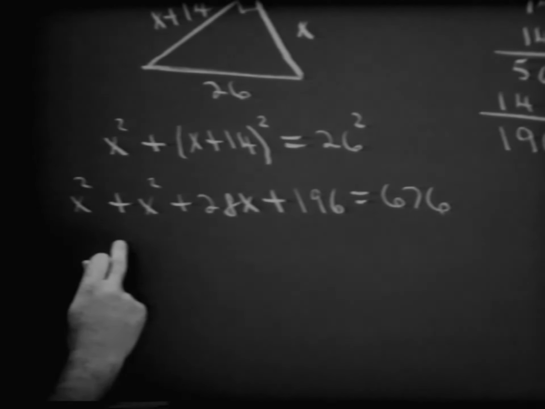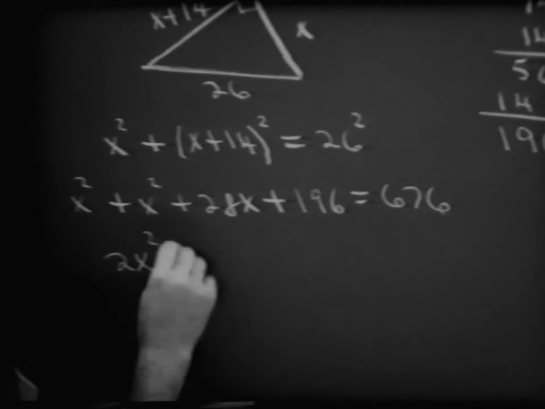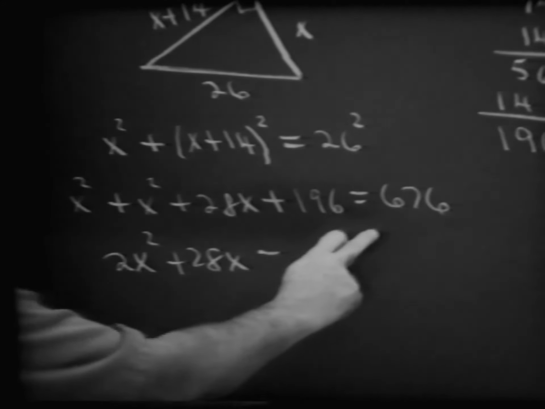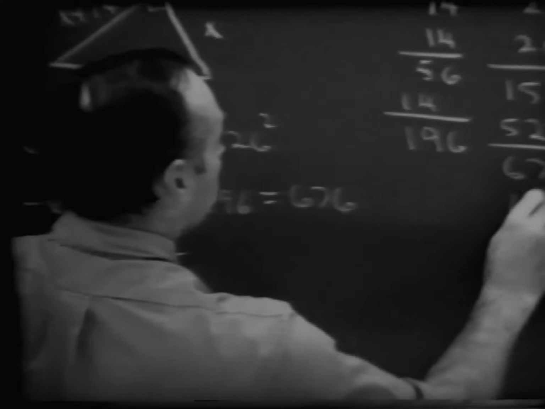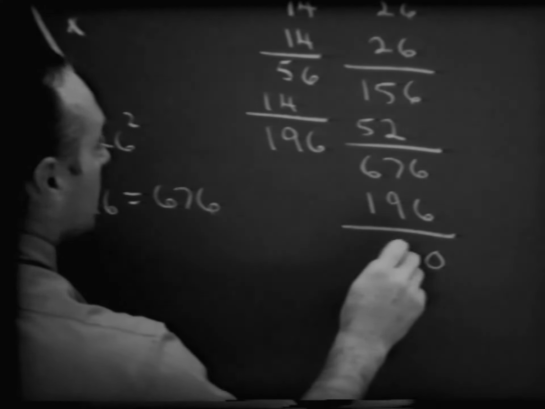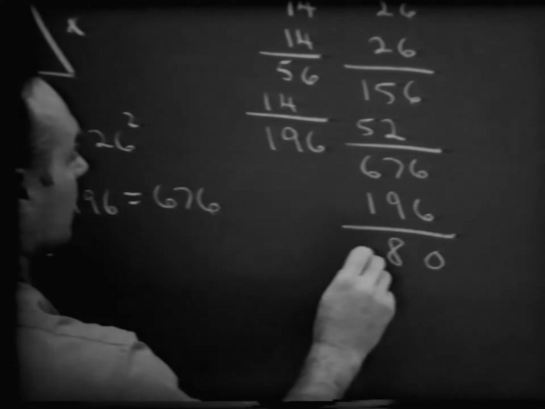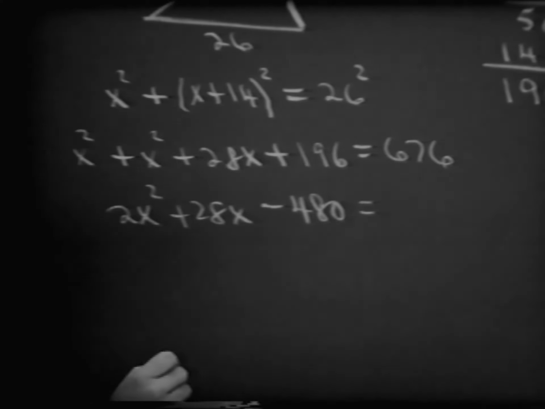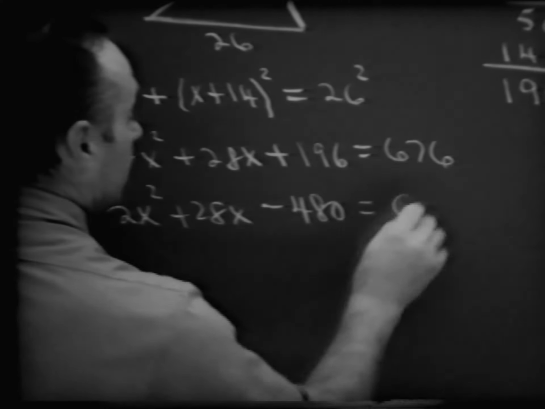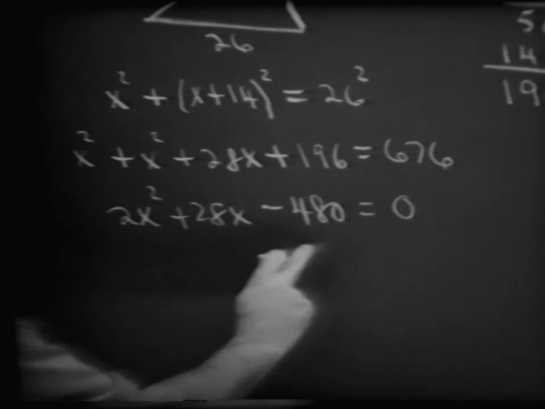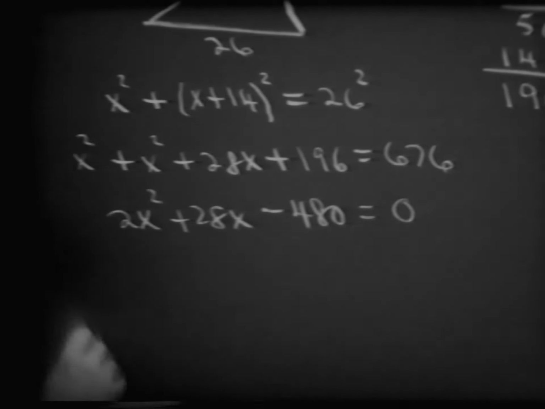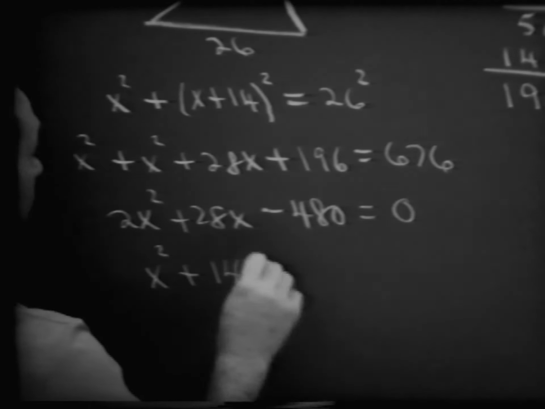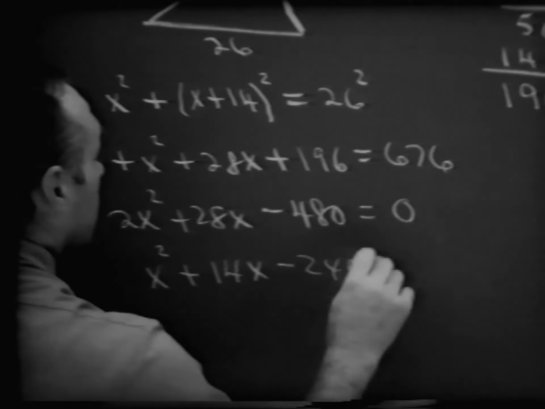Now let's simplify this equation. We have here 2x squared plus 28x, and now let's subtract 196 from 676. If we were to subtract 196 here, what then do we have? 480. Now let's subtract that number 480 from both sides, and on the right-hand side we have 0. And you look at this and you say, I think I can divide both sides by 2, and that gives us x squared plus 14x minus 240 is equal to 0.